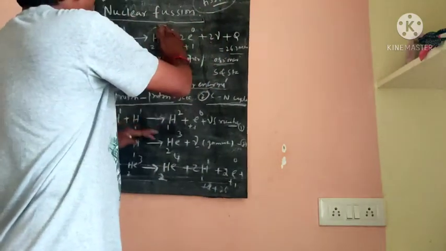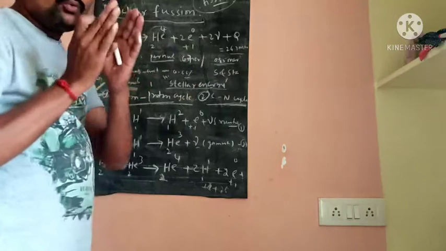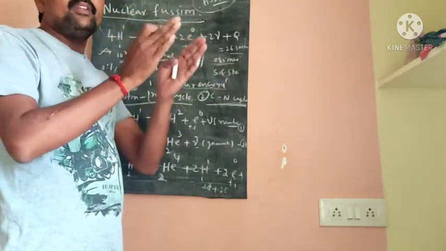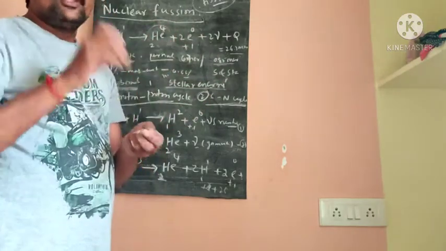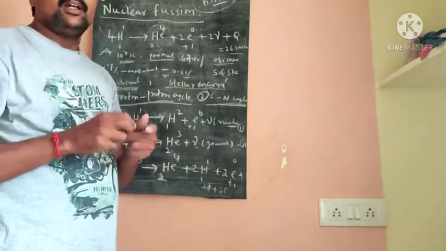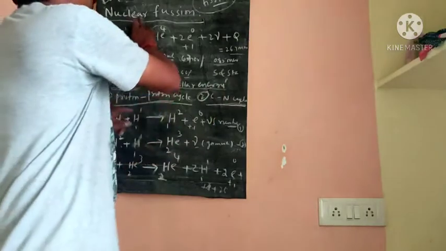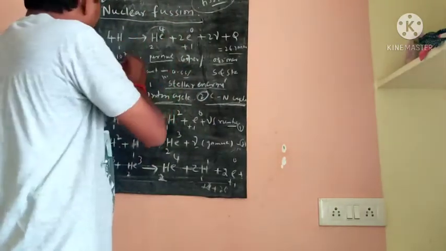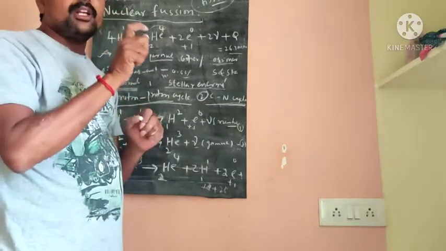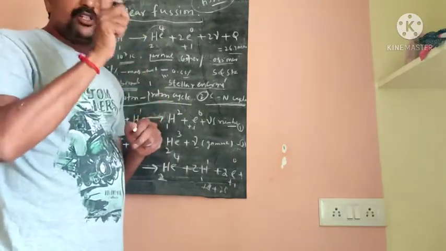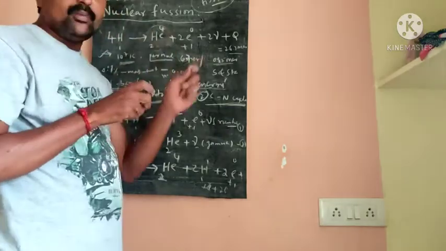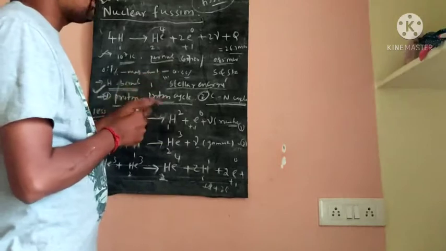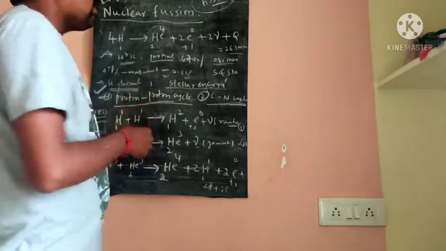In nuclear fusion, two or more light nuclei combine with each other to form a stable heavy nucleus. This process is called nuclear fusion. Let us take one example. Two hydrogen atoms combine with each other, one stable helium atom is formed, and some amount of heat is released. Such reactions are called nuclear fusion.